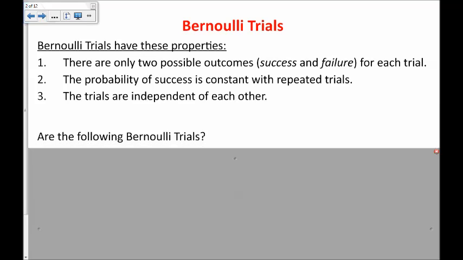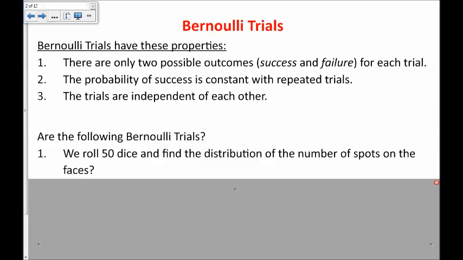Now the question is, are the following Bernoulli trials? Number 1, we roll 50 dice and find the distribution of the number of spots on the faces. This is not a Bernoulli trial because there are not only two possible outcomes. I'm not looking at success or failure. I'm looking at a distribution. So this is not a Bernoulli trial.